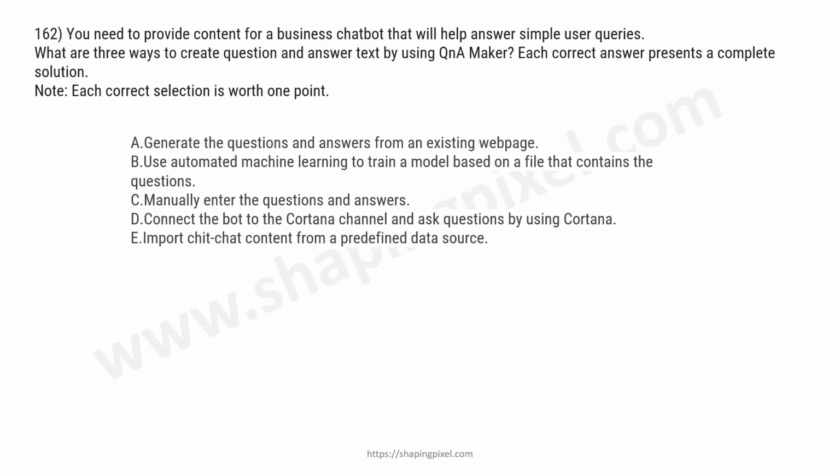You need to provide content for a business chatbot that will help answer simple user queries. What are three ways to create question and answer text by using Q&A maker? Each correct answer represents a complete solution. Option A, generate the questions and answers from an existing web page. Option B, use automated machine learning to train a model based on a file that contains the question. Option C, manually enter the question and answers. Option D, connect the bot to the Cortana channel and ask questions by using Cortana. And option E, import chit chat content from a predefined data source.